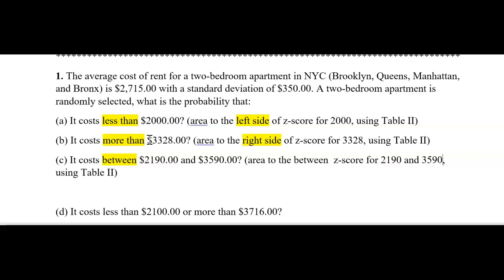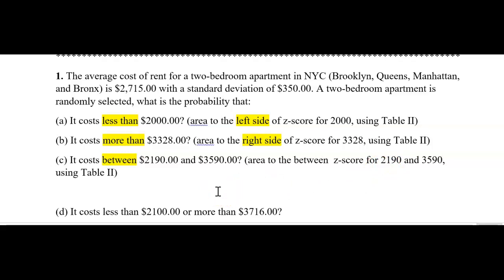Right? You're going to get a positive answer. That is the area on the right side. The area in between, well, you find the z-score for 2190. You find the z-score for 3590. Look for the area associated with the z-score for 3590 on table 2. Write it down. Look for the area associated for the z-score of 2190 on table 2. Subtract that answer from the answer you already have for 3590.